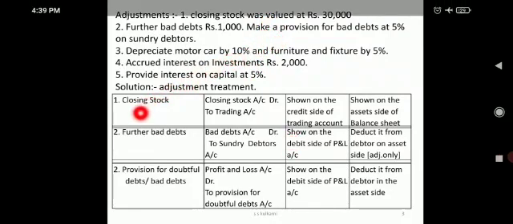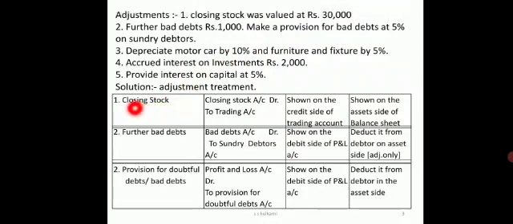Now closing stock. Closing stock is the stock at the end, so always it appears in the trading account on the credit side and also it is shown in the asset side of balance sheet. Since it is double entry system, remember all the adjustments have to appear twice in our financial statements. So the first adjustment of closing stock is taken first in trading account on credit side and then it is to be shown on the asset side of balance sheet.